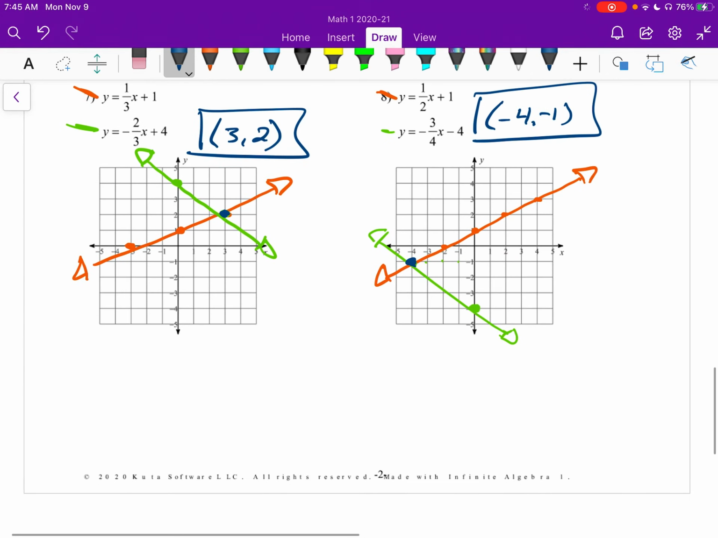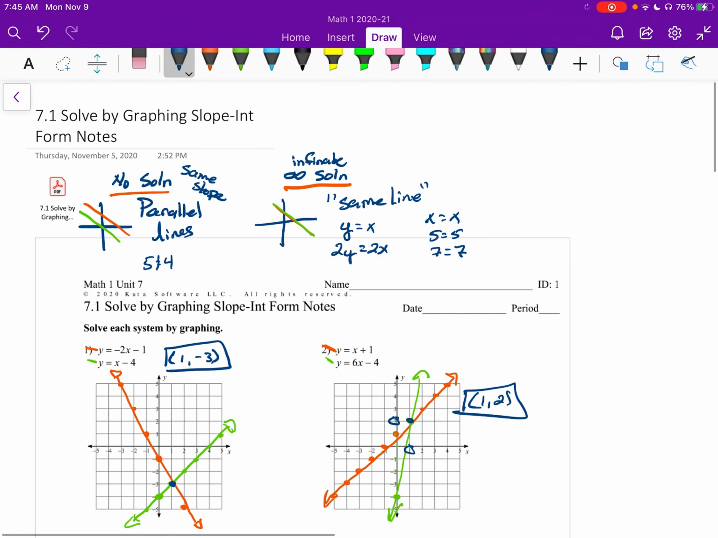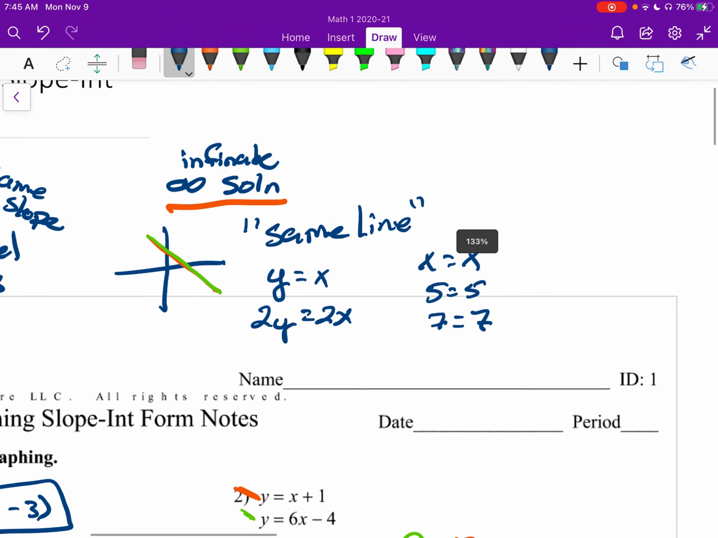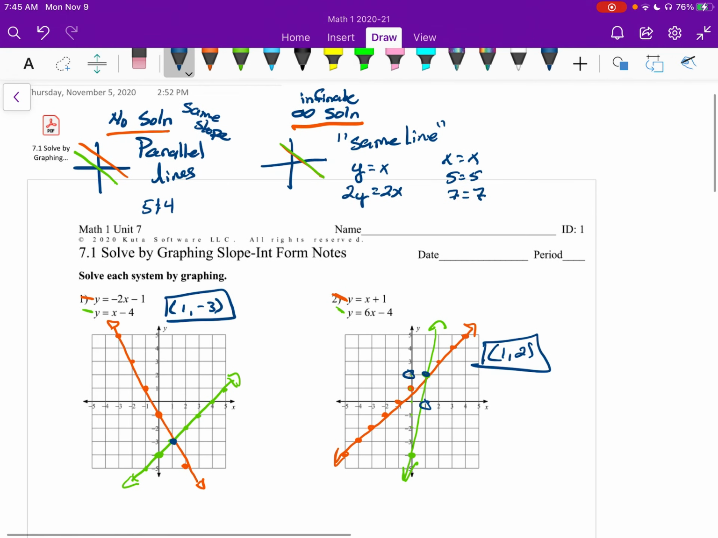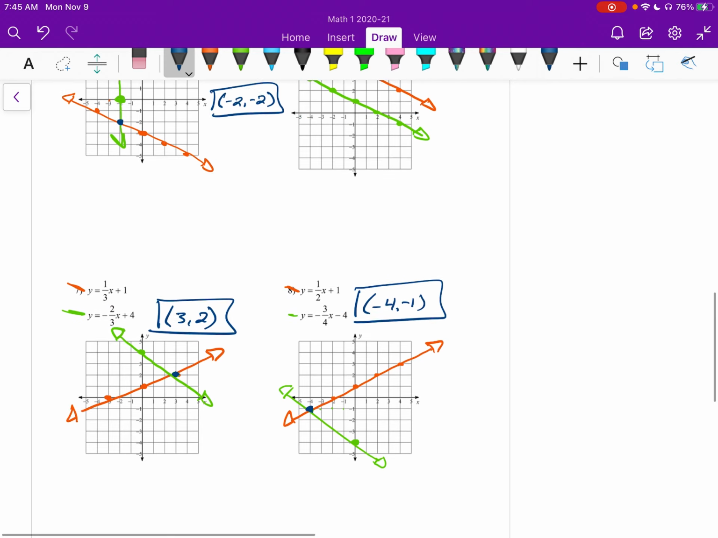Now notice that we did not have an answer that was infinite solution, right? Infinite solution will happen if they end up crossing over each other, if the lines are the same exact line, okay? All right, that's that.